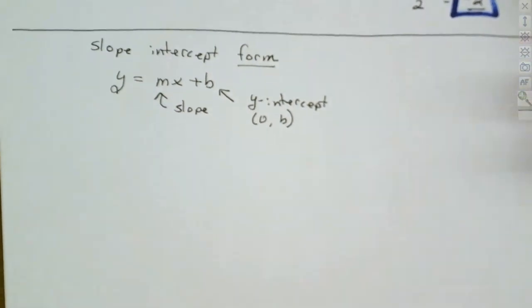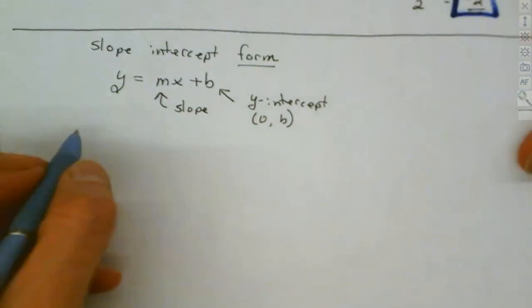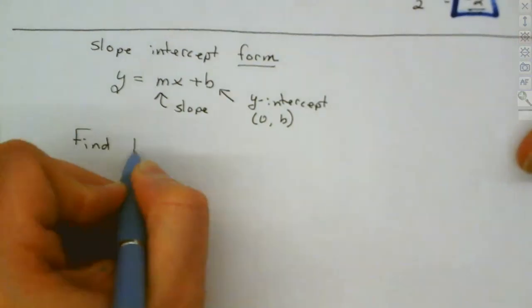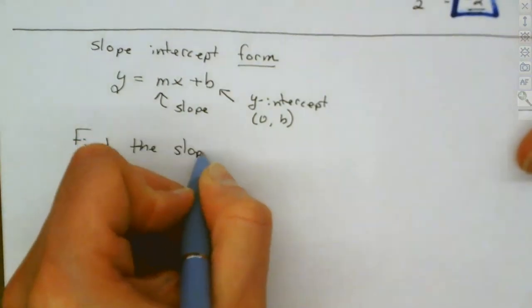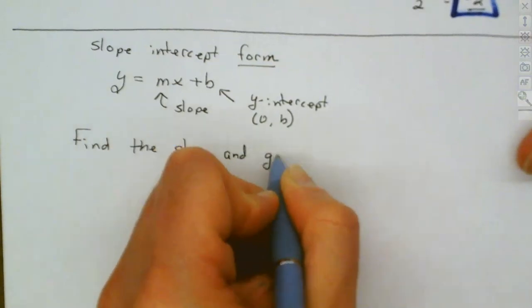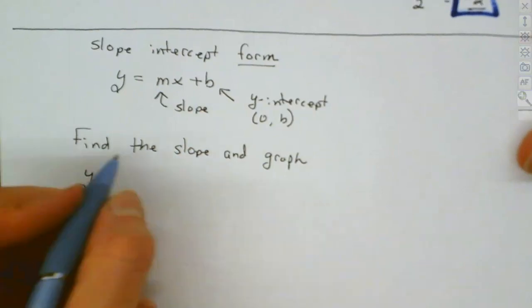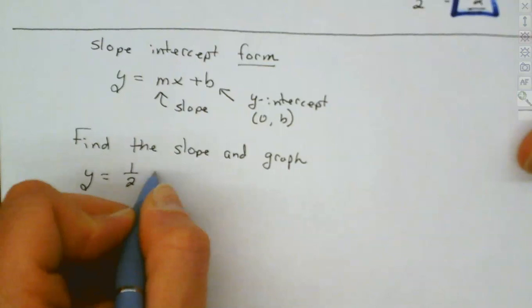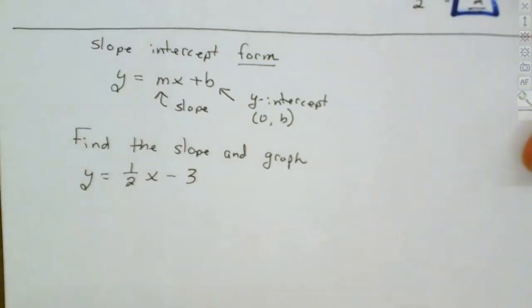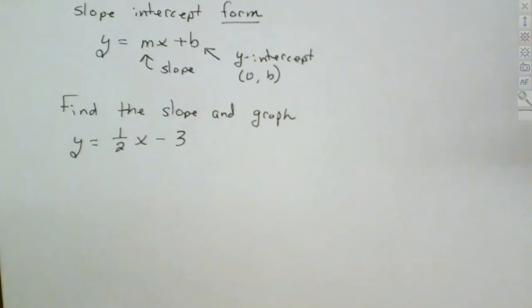So we'll do a couple of these where you find the slope and you graph. Then we'll learn how to find the slope when you're given 2 points. And then we'll talk about parallel and perpendicular lines. So a little bit more material to cover. But let's, on these, find the slope and graph. And I'll give you one that's already solved for y. So how about y equals 1/2 x minus 3? So I want you to find the slope and graph this line.